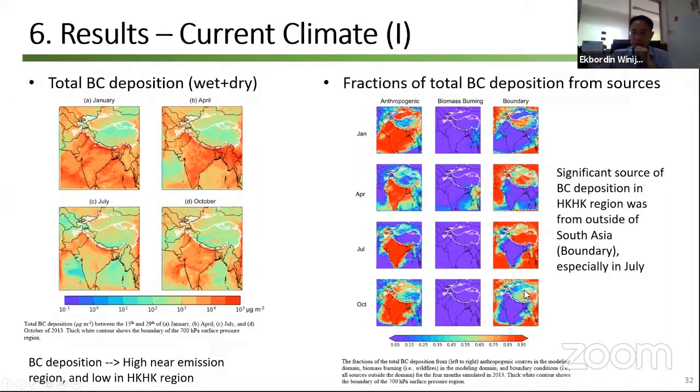You can see that most of the deposition of BC in this HKHK area is from the area outside the boundary, meaning that most of the emission of black carbon that deposits in this area is from outside of this area, not from India, not from the locations close by like Nepal, but maybe from China or maybe from Thailand, Myanmar or something like that, outside of this boundary area.